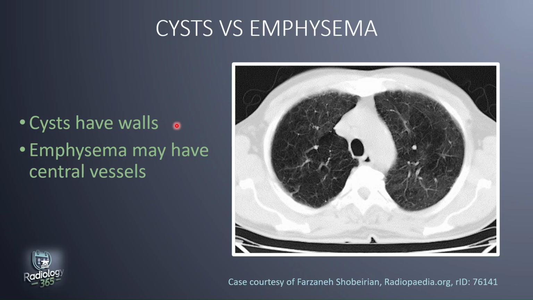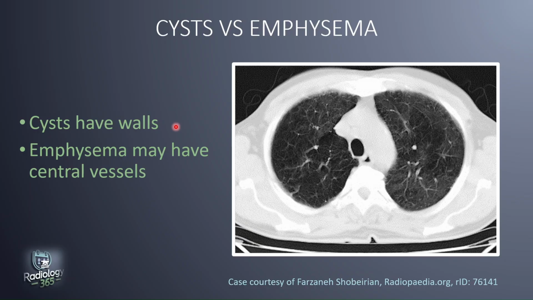You may see some areas of increased lucency different from the normal lung parenchyma, and you may be thinking there are some cystic changes or pneumatocysts in there. However, when you look closely, you would realize there are no well-defined walls. Then we should be thinking of emphysematous changes.